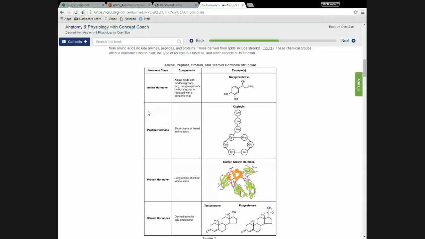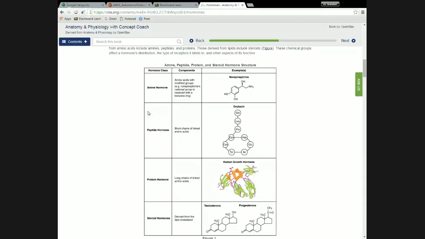And then water-soluble molecules are amino acid derived or peptide or protein. And really those three terms aren't terribly different from each other. What are proteins made of? Amino acids. Right. So we could say a protein is amino acid derived, although that's not really what the term means.